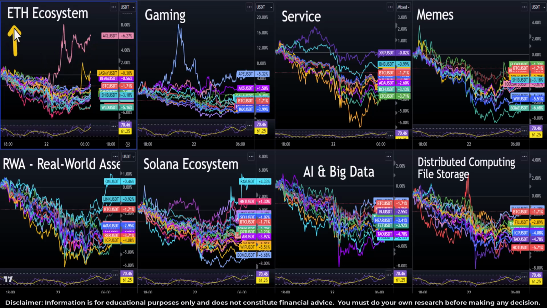When we look at the ETH ecosystem, AXL and Jasmy are doing really well, upper bank. RWA and Link are just crushing it. And in gaming, we saw that Ape was just aping away, but now it's started to come back to the pack. No alt can escape Bitcoin's gravity. Axie is just a little bit below it. Solana, Raydium, and Helium are doing very well.